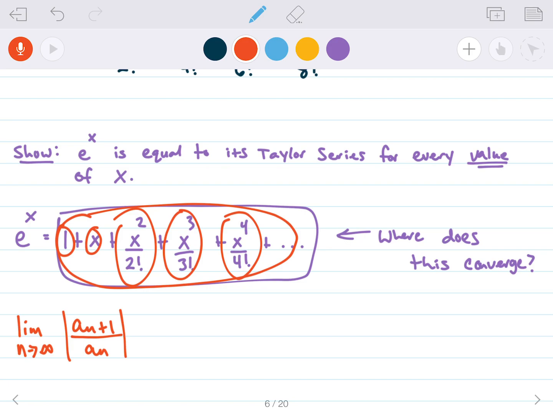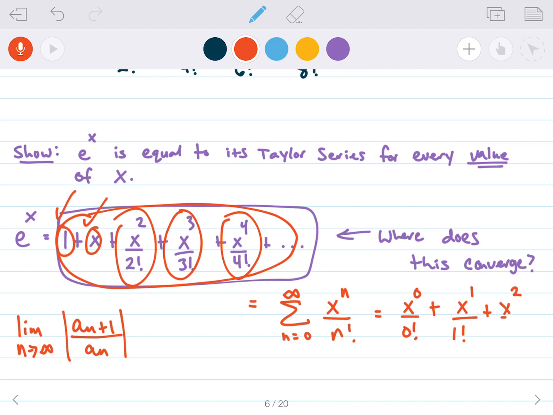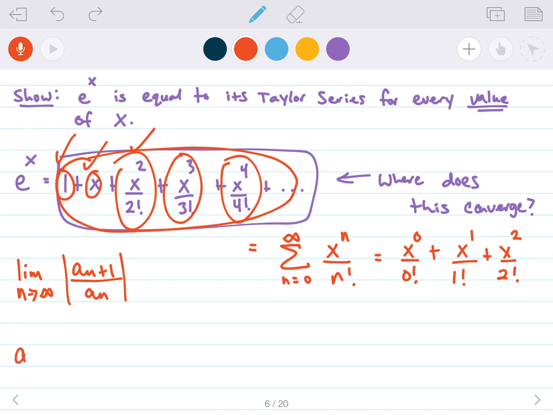Well, I can do the following. I can say that this guy is going to equal the sum as n equals 0 to infinity of x to the n over n factorial. See if that makes sense to you. When we plug in n equals 0, we get x to the 0 over 0 factorial. That does indeed equal 1. When we plug in n equals 1, we get x to the first over 1 factorial. Well, that's x. Yes, we got the next term. Plus, when n equals 2, x squared over 2 factorial. Yes, okay, so this is the formula that represents the above series. Now, what we have here is a sub n is equal to x to the n over n factorial.